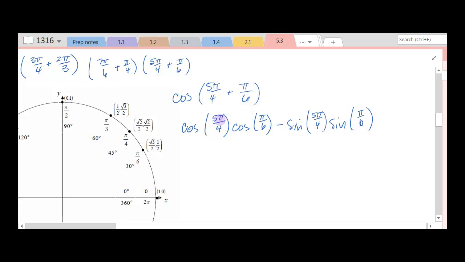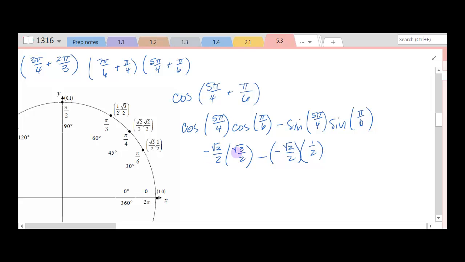Now, the cosine of 5 pi over 4, this is in the third quadrant, and therefore the cosine of this would be negative square root of 2 over 2. And then pi over 6 is in the first quadrant, so the cosine is the square root of 3 over 2. So minus, again, 5 pi over 4 is in the third quadrant, so this sine is negative square root of 2 over 2, and the sine of pi over 6 is just 1/2.